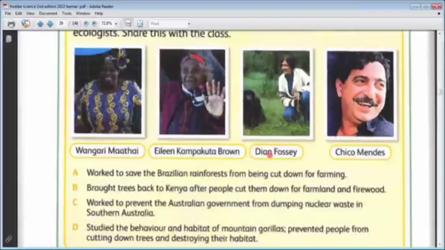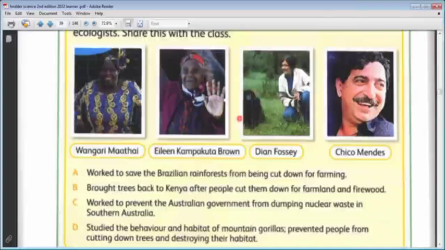Okay. The third one is Dian Fossey. Dian Fossey studied the behavior and habitat of mountain gorillas. She focused on one type of living thing, which is the gorilla. The gorilla is a type of animal that is very sensitive to viruses and bacteria. It can catch a disease easily and die. They are near extinction, an endangered animal. Endangered means an animal in danger of extinction.